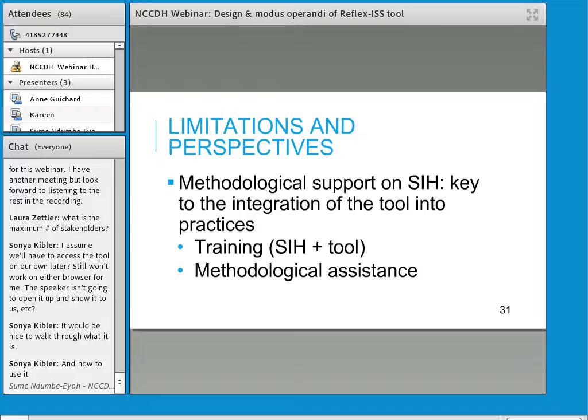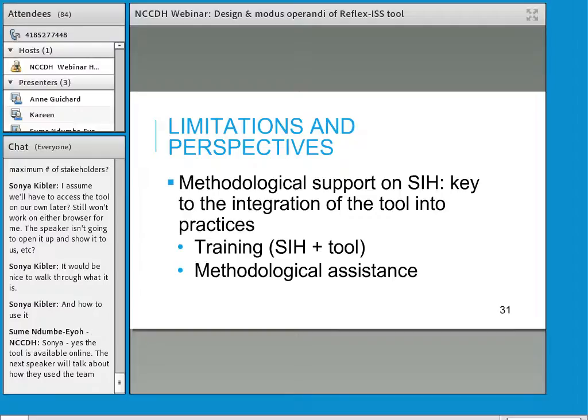However, our findings clearly show that applying Reflex-ISS requires some form of support to help teams carry out an in-depth analysis that will lead to significant changes in their practices. The fact that public health organizations need to consider supporting teams who wish to use the tool is key to the integration of the tools into practices, and it will be the focus of our work for months to come.